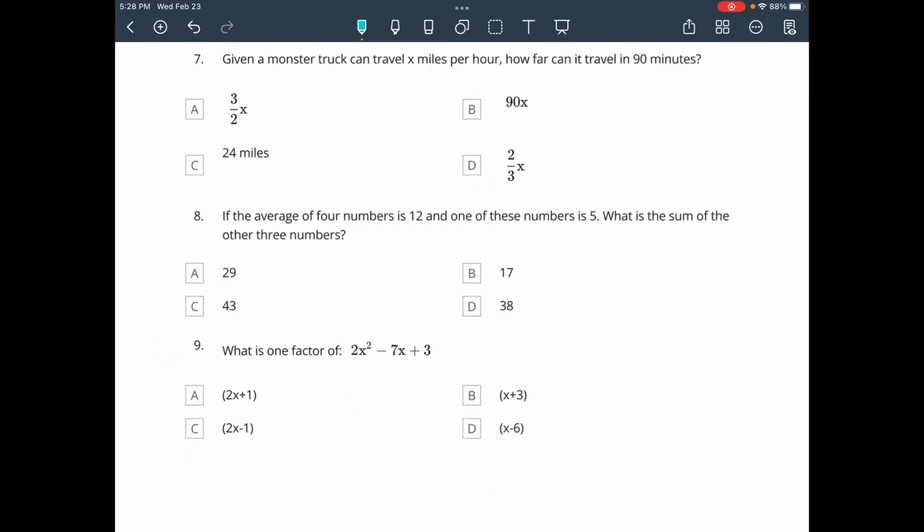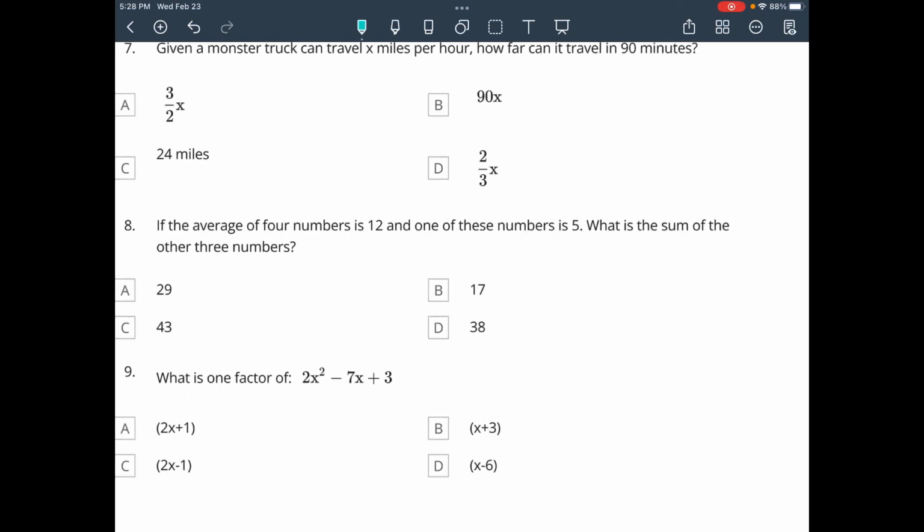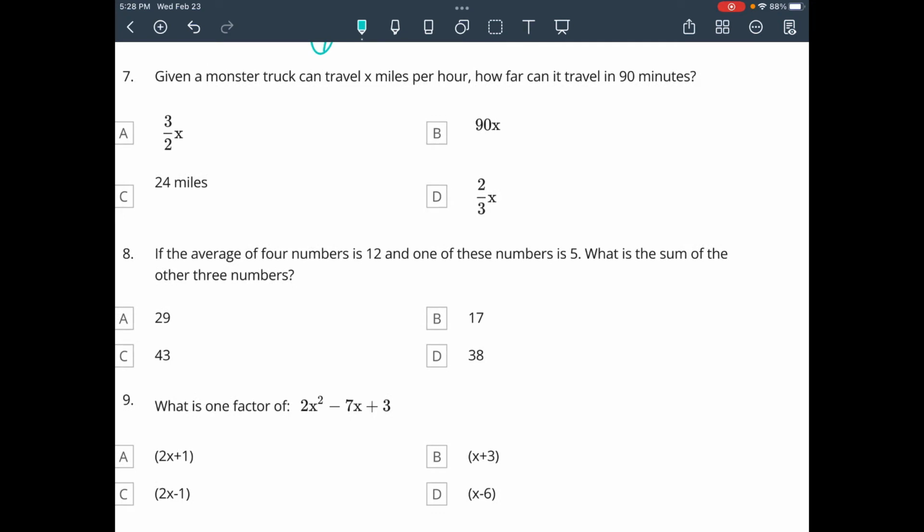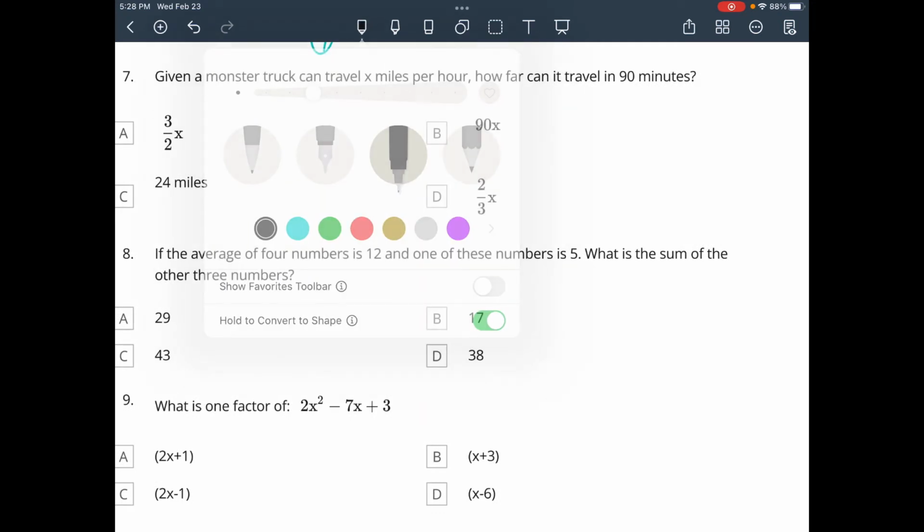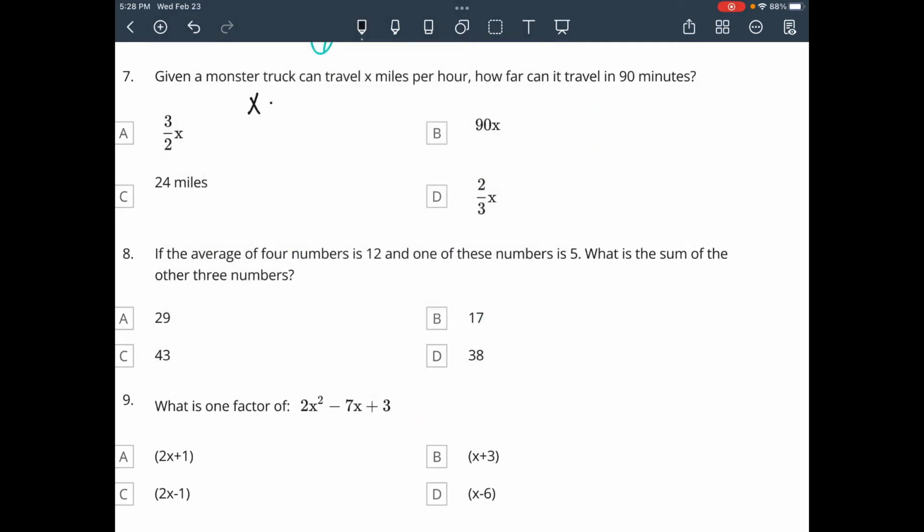Number 7. Given a monster truck can travel X miles per hour, X miles in 1 hour, how far can the same monster truck go in 90 minutes? Well, I have time in the bottom, so I'm going to put the minutes in the bottom, so 90 minutes.